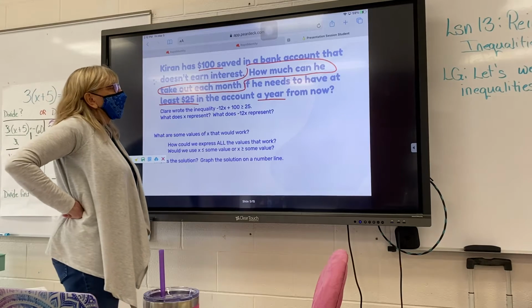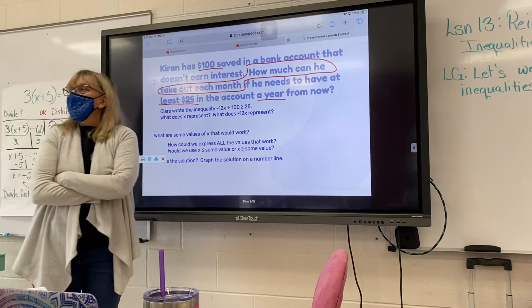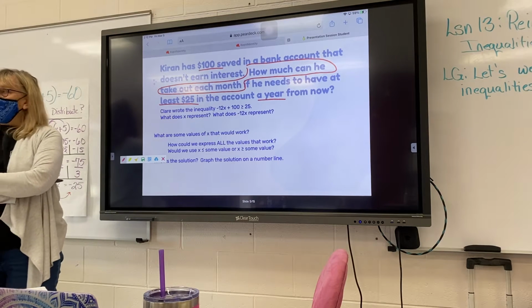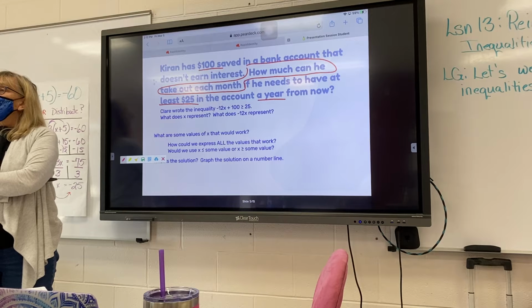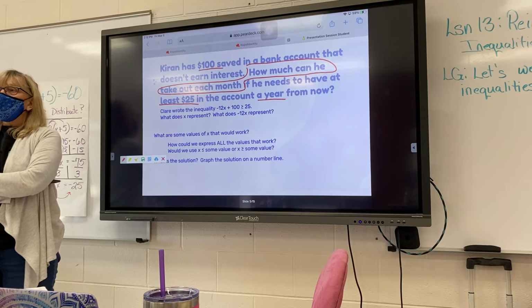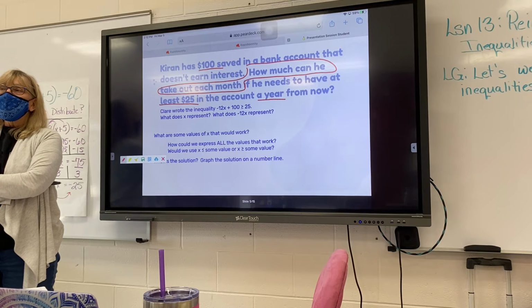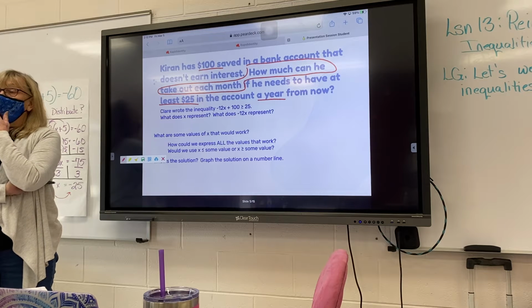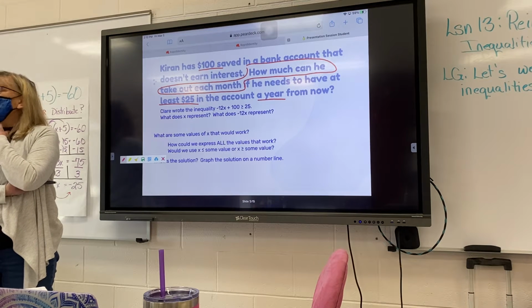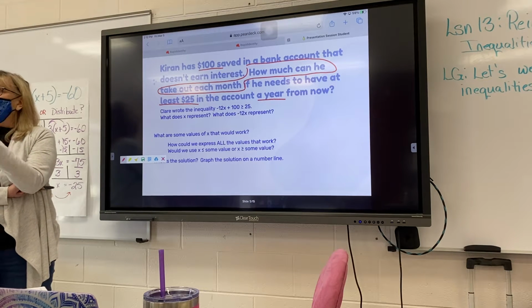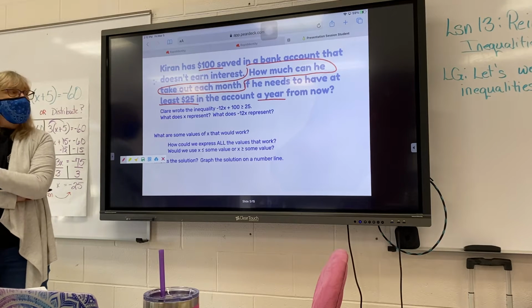All right. Why do we have negative 12x? If x is how much money you can take out each month, why negative 12? It's because there are 12 months in a year. Why is it negative? Because he's taking money out. So we're going to take that dollar amount and make it a negative because it's being taken out.